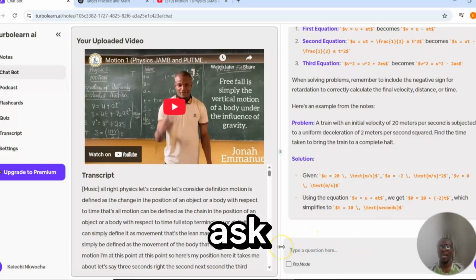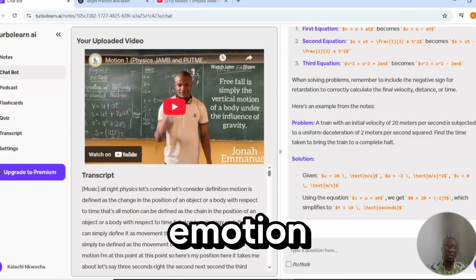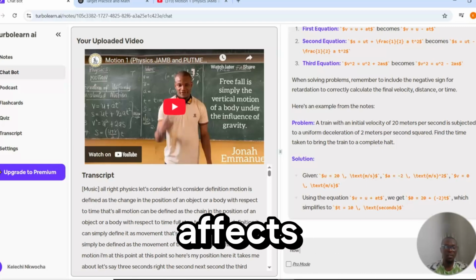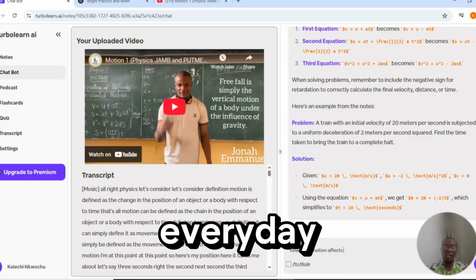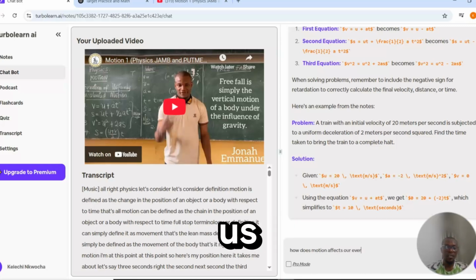So what do we ask? How does motion affect our everyday life? Let's just see what it will tell us. How does motion affect our everyday life? Right? Let's see what it will tell us.